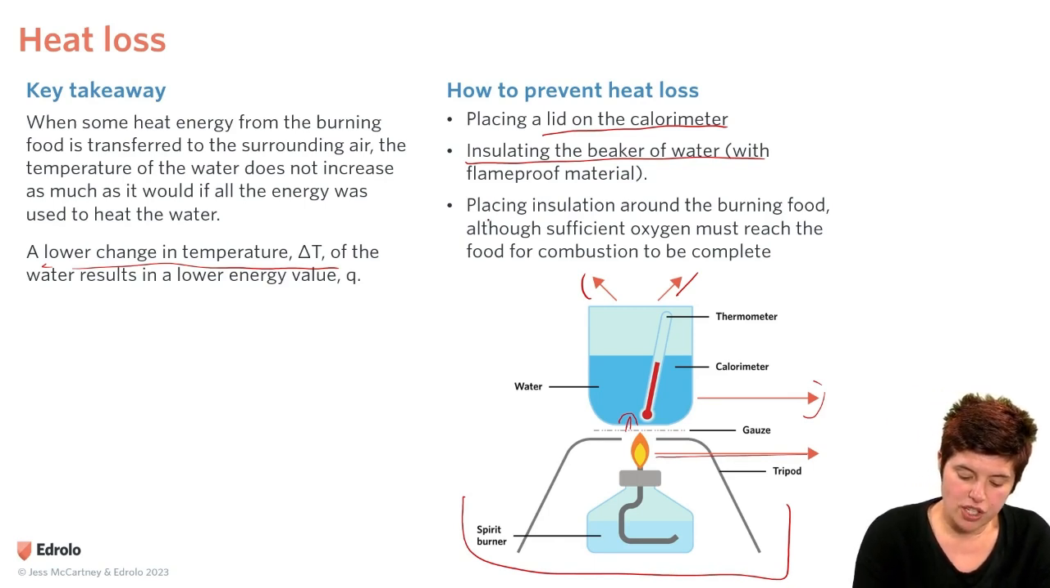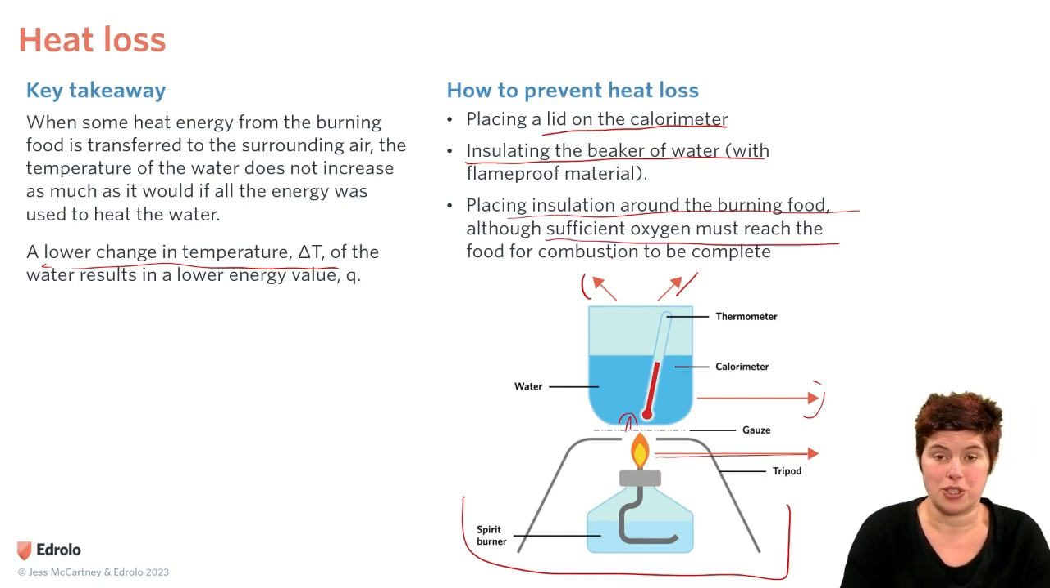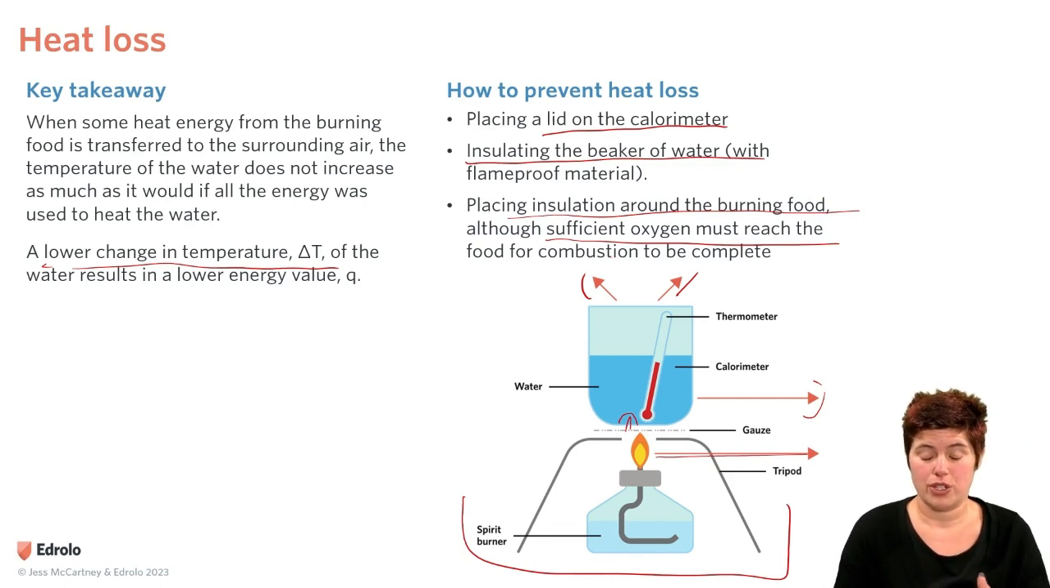The other thing is you can place insulation around the burning food, but obviously make sure that there is enough oxygen to continue that combustion reaction. That could be putting something around it so there's no air coming in that's moving the flame, so the flame goes directly in there and there's as little heat loss as possible.